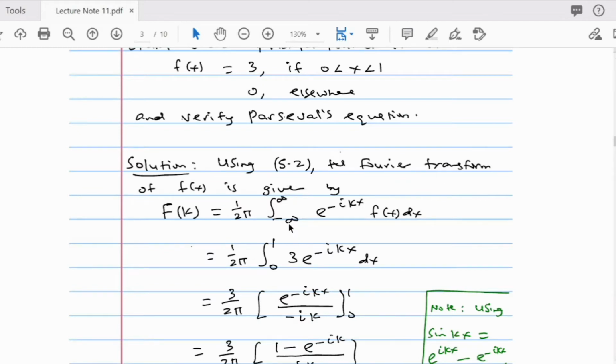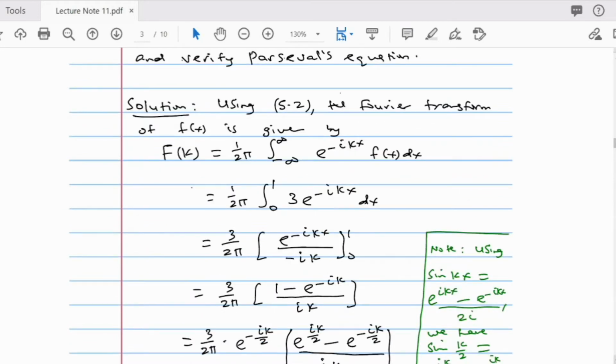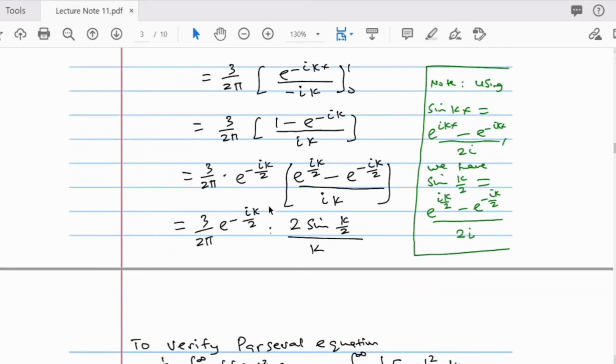Okay. So life is very easy, because instead of integrating between minus infinity and infinity, we know that f of x is only defined as 3 between 0 and 1 and is 0 elsewhere. So basically, you can integrate between 0 and 1 to make your life easy. So f of x is 3 between 0 and 1, and this is e to the power minus ikx. f of x is equal to 3 in that interval 0 to 1. So you can integrate this, which is very easy to integrate. When you integrate, this is what you're going to get after the integration. So this is the Fourier transform of f of x in that interval.